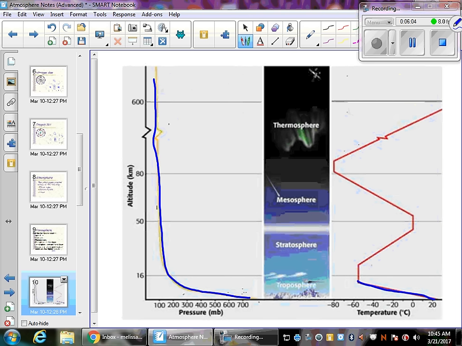And this, if you think about it, makes sense. If you were to go to the top of the mountain, it would be colder there than it would be on the surface of the Earth. However, as we move up into the stratosphere, it starts to get warmer there.